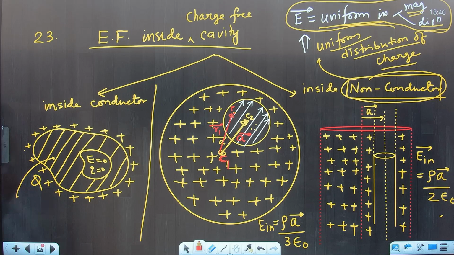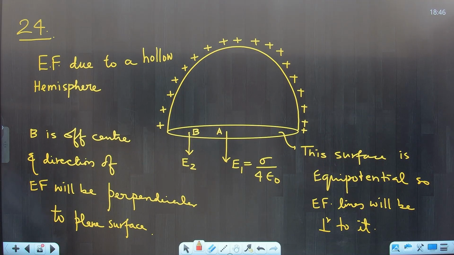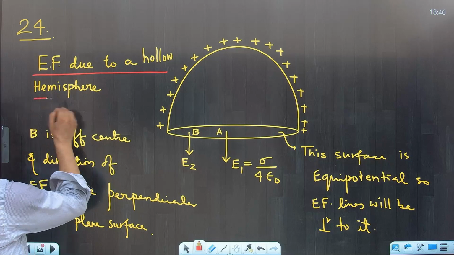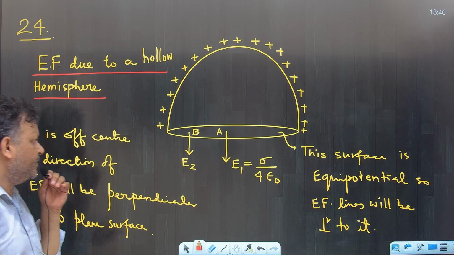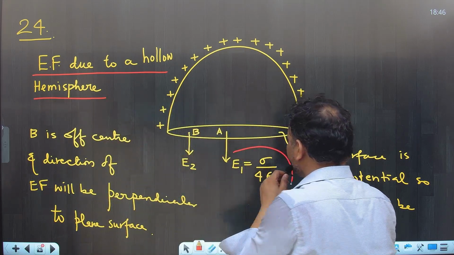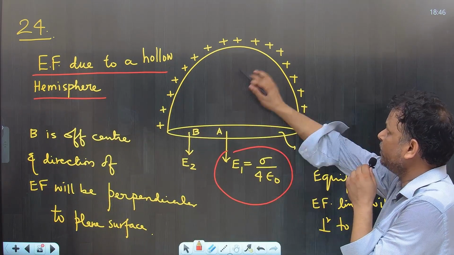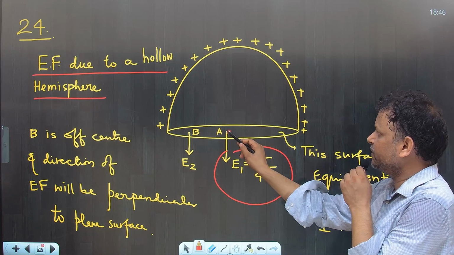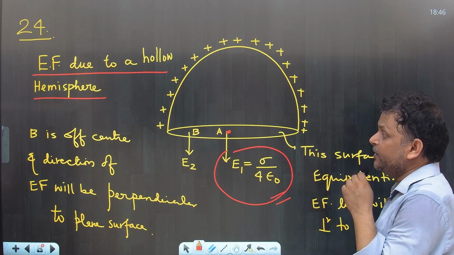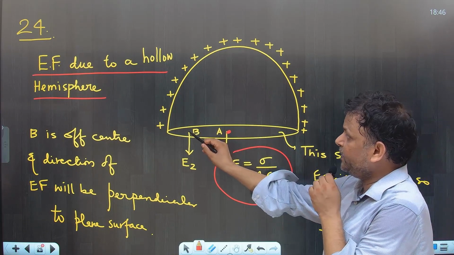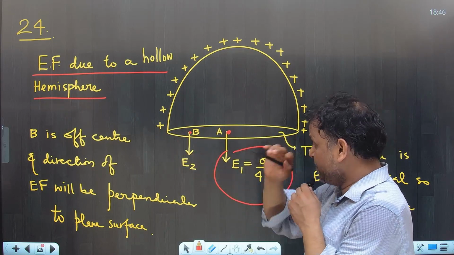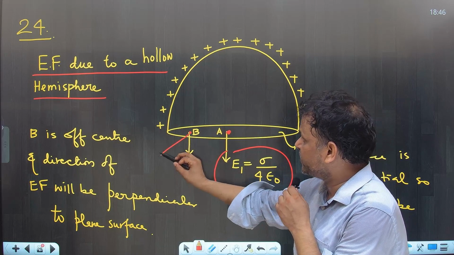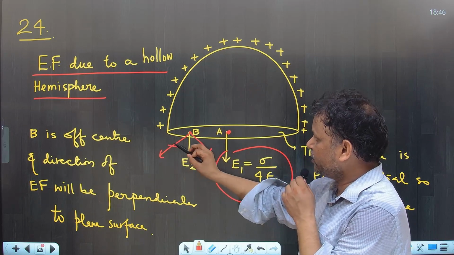Okay, now let's come to another point. Electric field due to a hollow hemisphere. You need not remember this result, but the electric field at the center is sigma by 4 epsilon 0. Hollow hemisphere, electric field at center is sigma by 4 epsilon 0. And it is very interesting, this point B is off center, but the direction of the electric field is not in this direction. This is not correct.